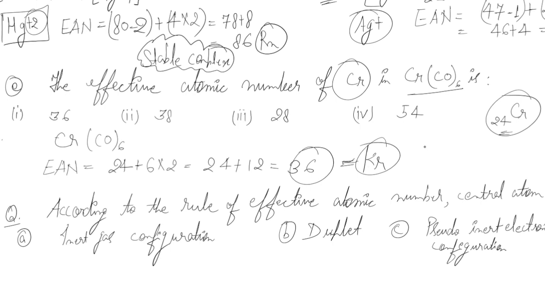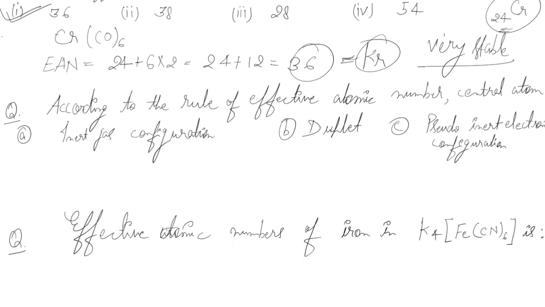So you can say the answer is 36, and this complex is very stable, because it is gaining the effective atomic number of the noble gas. So that's how we solve this question. And now let's move to the next question.